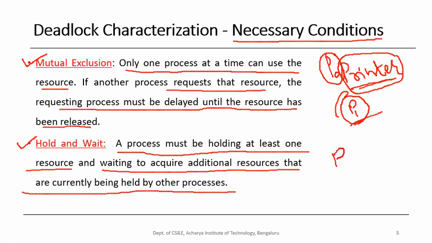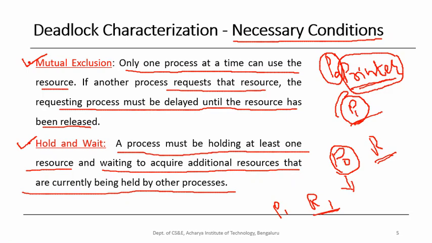So that is, P0 is holding some resource R and it is waiting for some other resource R1, which is held by, let's say, P1. So this is called hold and wait. That is, P0 is holding resource R and it is waiting for R1. This kind of situation has to be there in the system for deadlock to occur.